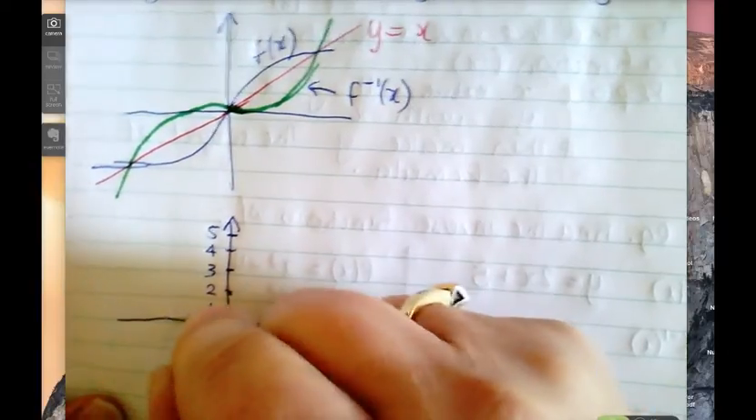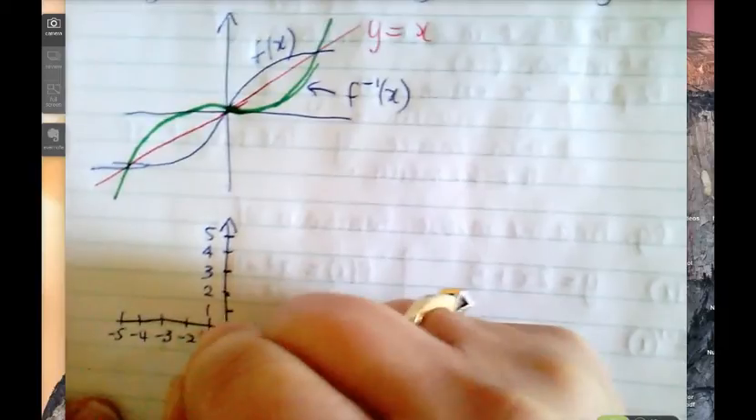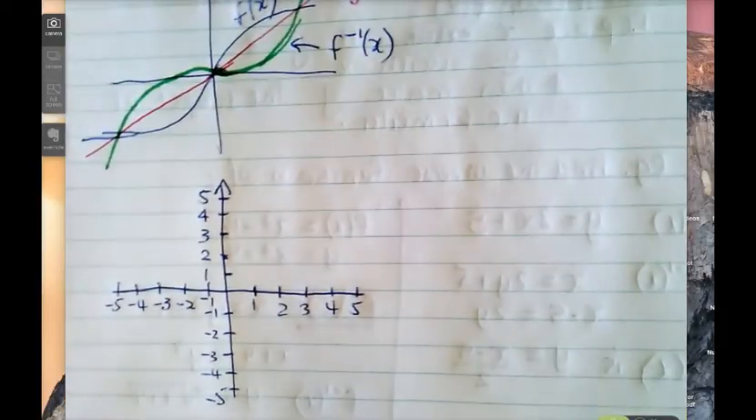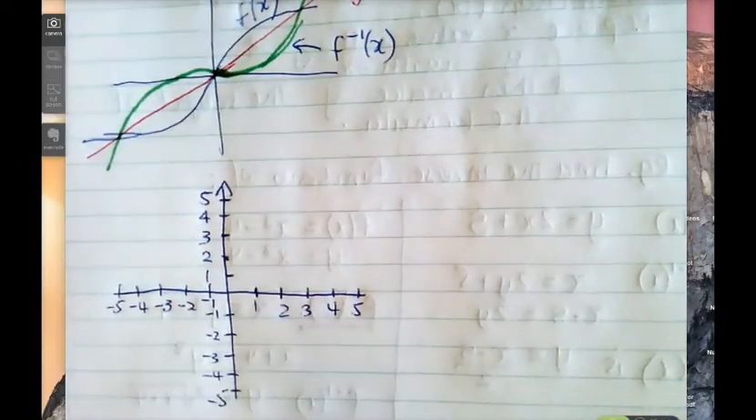And the negatives as well. Okay, so I'm going to draw some function here. I don't know how it's going to look. I'm just going to make it up. So I'm going to draw my line. I'm going to draw my original function.